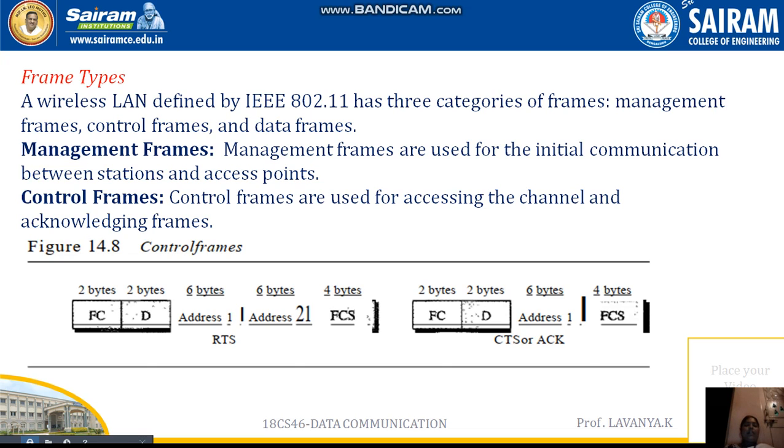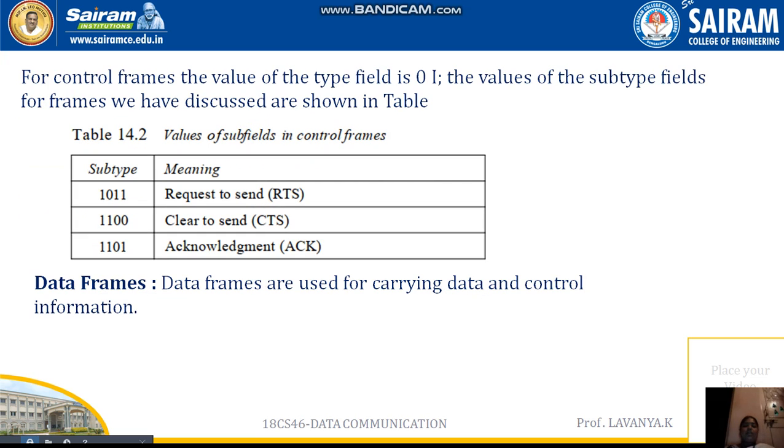The control frames contain the FC, meaning frame control, and the destination address, as well as our FCS. See, these all are the structure of our control frames. Each address can have its own set of sequence values. See, this is the value of the subtype.